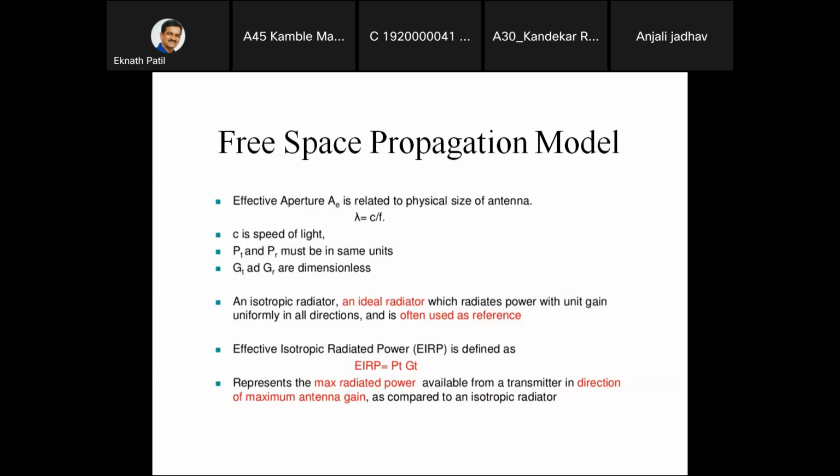So, if we have to do any measurement in those cases, one thing we have to keep in mind is that we have to underline some hypothetical concepts, and with the help of these hypothetical concepts we are going to measure the different parameters of the antenna. Effective isotropic radiated power, that is EIRP, is equal to PT into GT. It represents the maximum radiated power available from the transmitter in the direction of the maximum antenna gain as compared to the isotropic radiator. It is like the directivity we have discussed in antennas. So we have to keep that in mind.